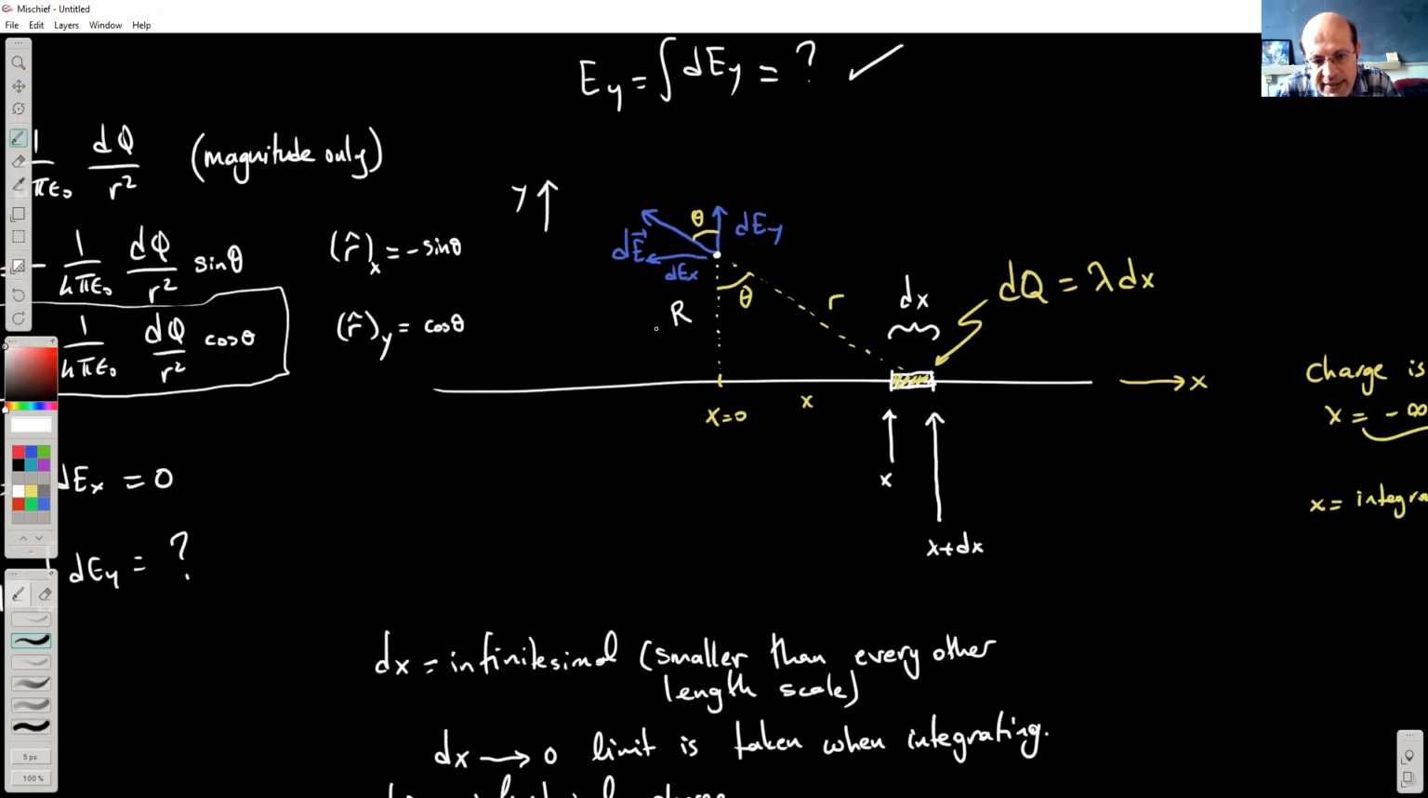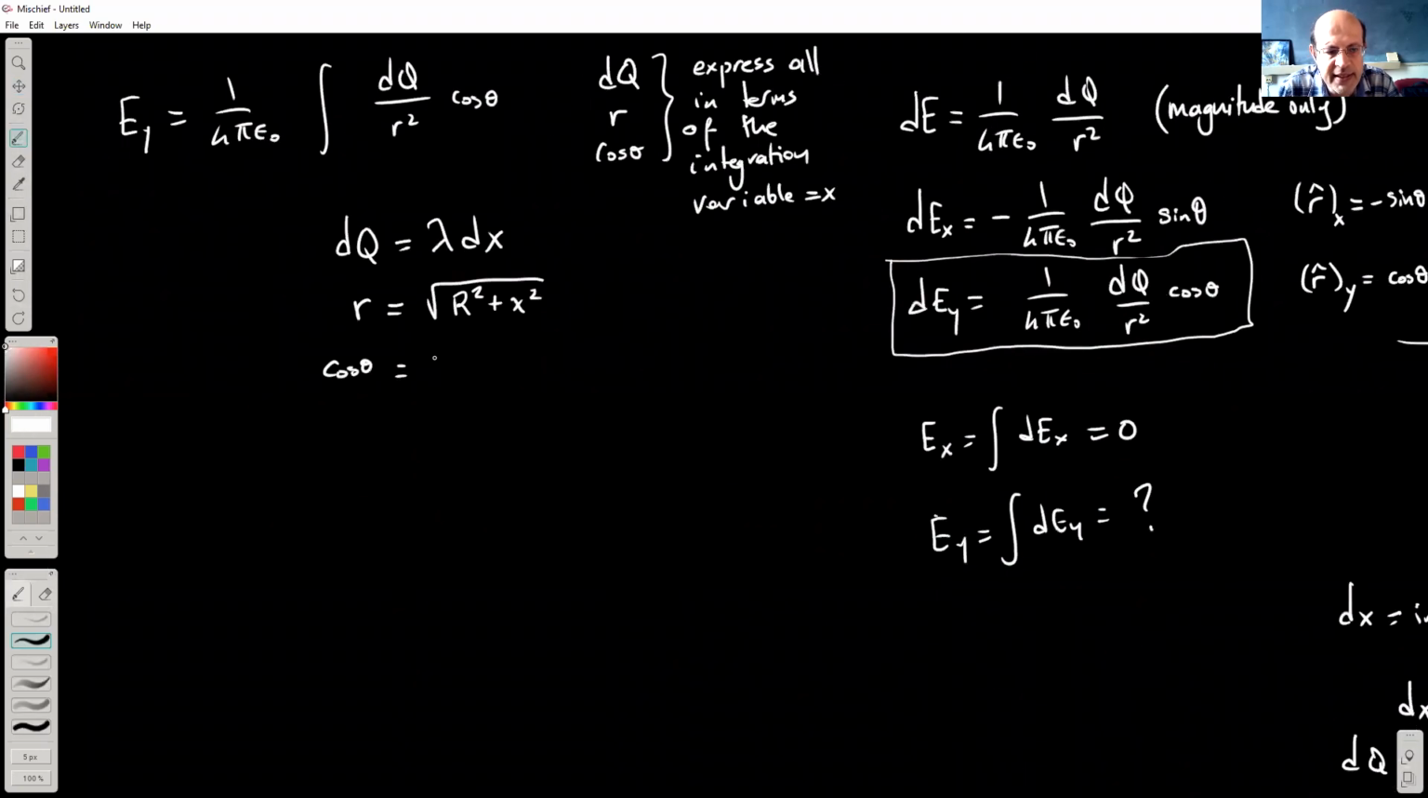Cosine theta is capital R divided by the small r. So let me write this thing down. Capital R divided by small r. So that's capital R divided by the square root of r squared plus x squared. Okay.